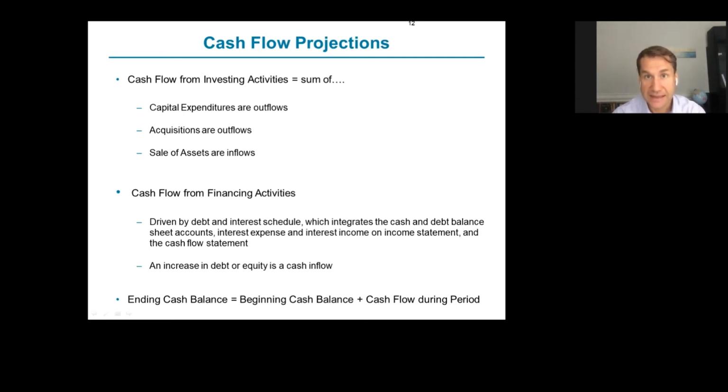And then at the end of the cash flow statement, we will have a simple schedule that has ending cash balance, beginning cash balance, and then the difference is the cash flow during the period.